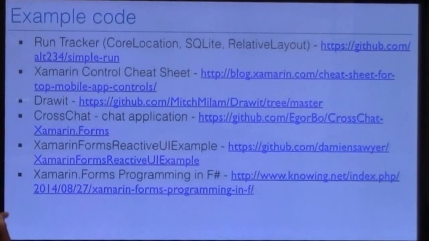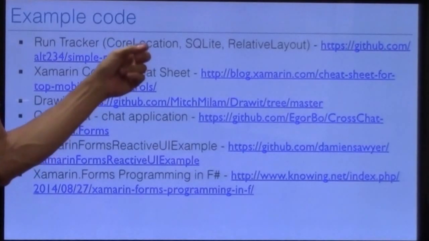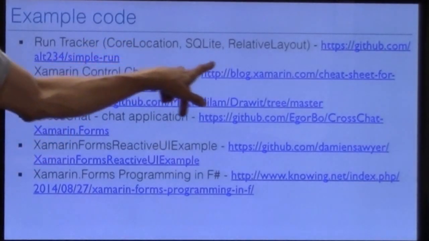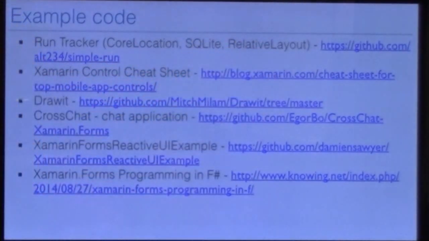Here is a bunch of sample code that you can find. There's a ton up on GitHub. If you start looking, there's bunches of samples. Some are better than others. This one, Run Tracker, was kind of cool. It's a jogging tracker. It was nice because it shows you how to use some native stuff, in this case core location, because they want to track where you're running, SQLite, which is good, and relative layout, which is the constraint-based UI layout.